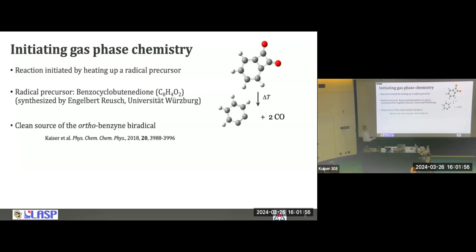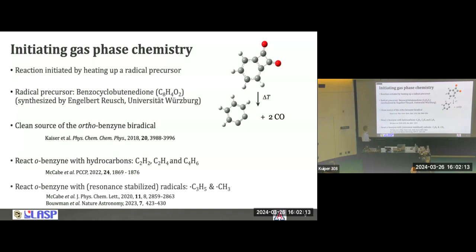So when you heat it up, you get cleanly your orthobenzene and 2CO, but they were only interested in the spectroscopy of that orthobenzene. So I said, well, if you don't mind, can you leave some of that sample? I'd love to study it. And then we decided to just measure a bunch of reactions involving orthobenzene.